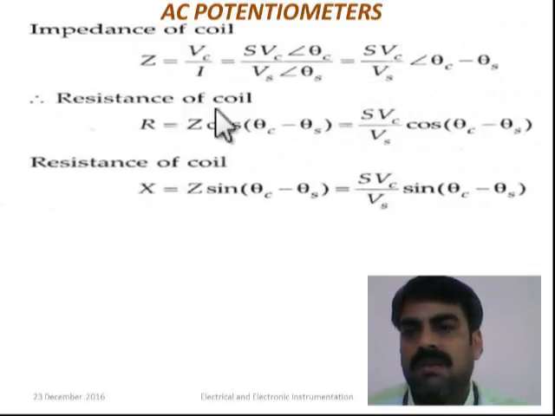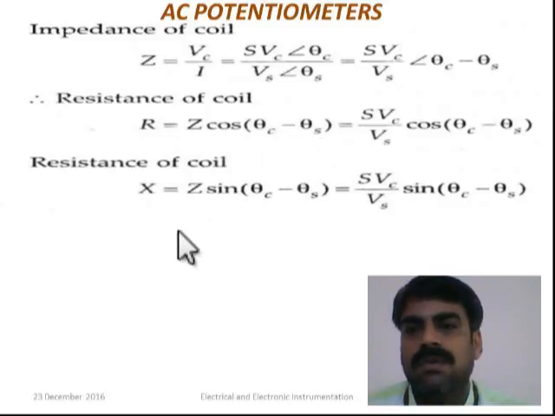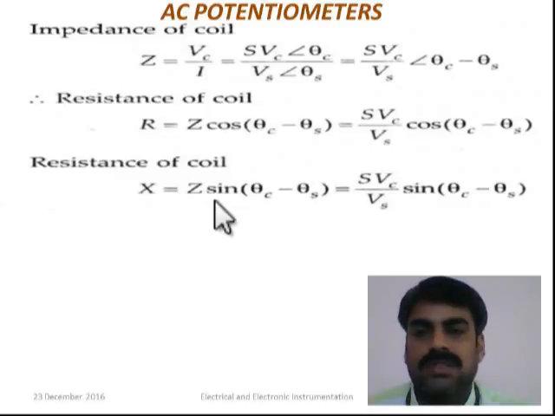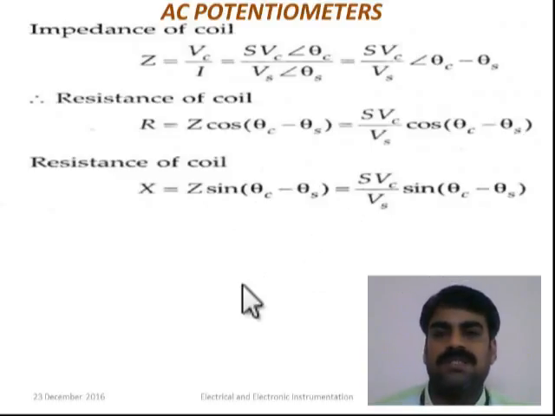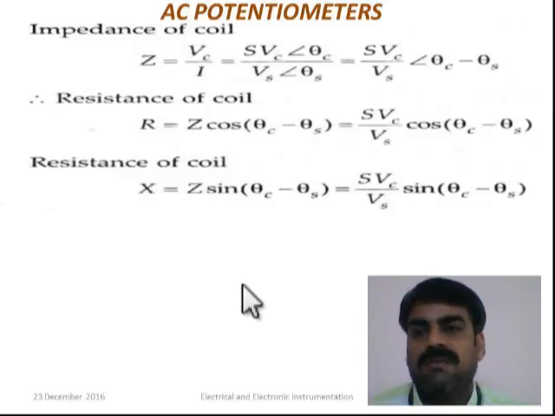From the impedance we can calculate the resistance of the coil, Z times cosine of the phase difference between the coil and the standard resistance phase angle, and the reactance of the coil is given by impedance times sine of the phase difference. So using these expressions, after measuring the magnitude of voltage and phase angle of the standard voltage and the unknown coil voltage, we will be able to measure the reactance of the coil.